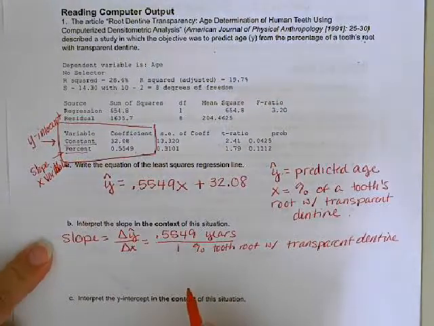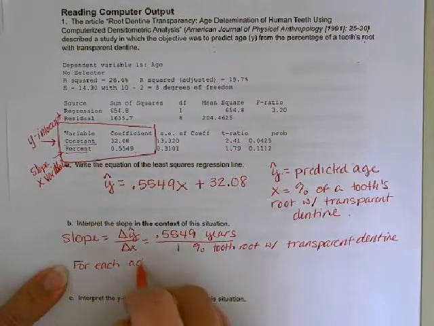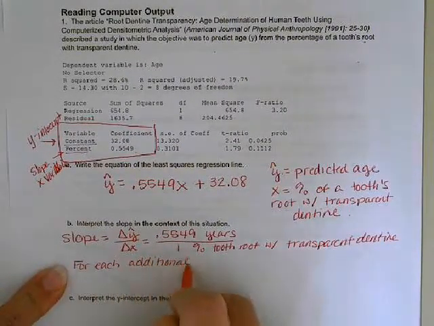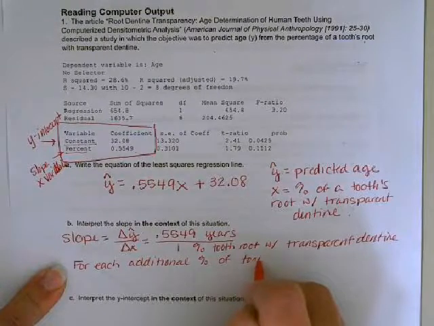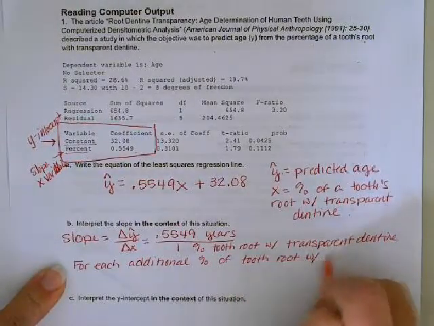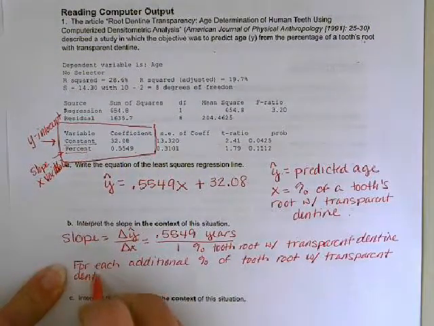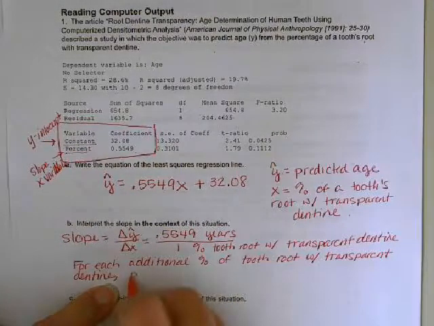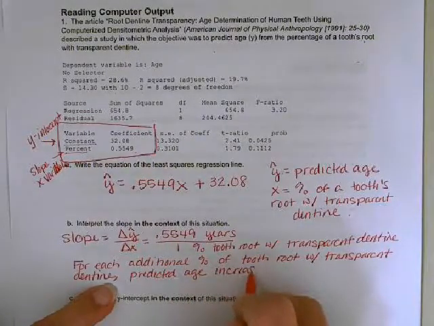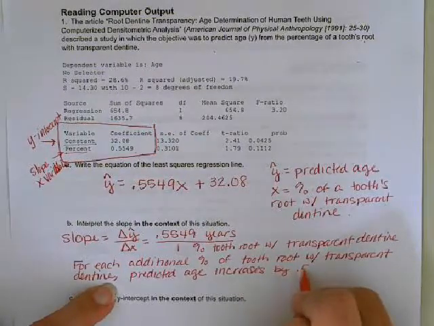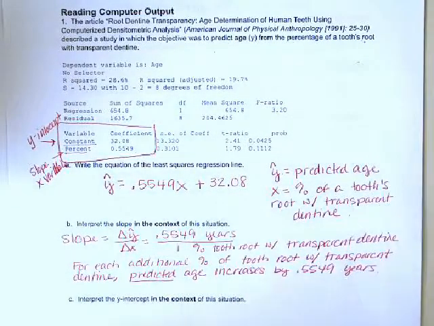So when we go to interpret this, we start on the bottom and we say, for each additional percentage of tooth root with transparent dentine, predicted age increases by 0.5549 years. And it's important to have that word predicted in there.